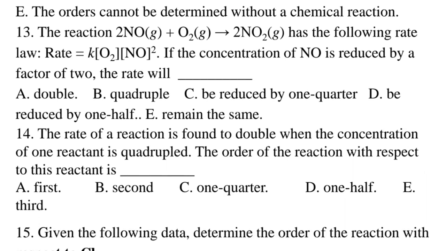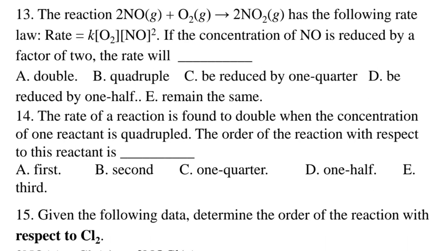Question number 13. The reaction 2NO plus O2, which gives 2NO2, has the following rate law.